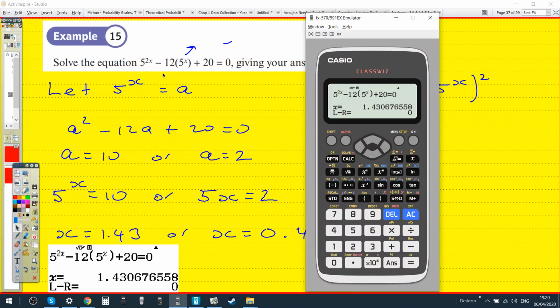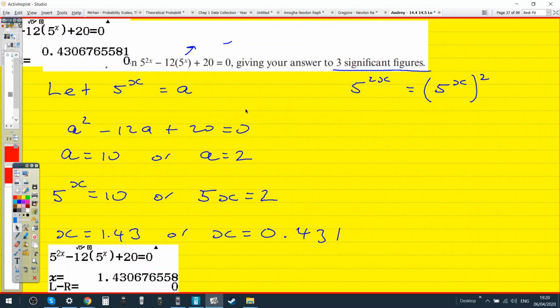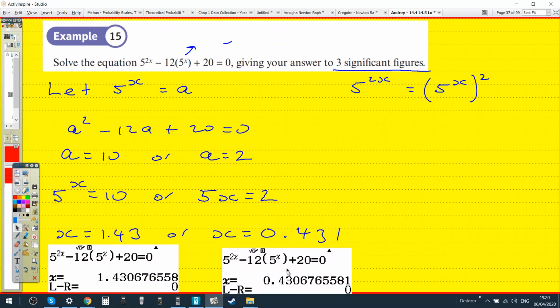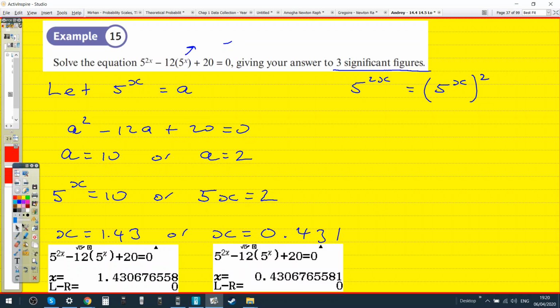Although between you and me, shift solve, my initial value, I'm going to do minus 999. Come on, calculator. There we go. So I did one to the very left, and then you can do one to the very right if you recognize it's a quadratic.